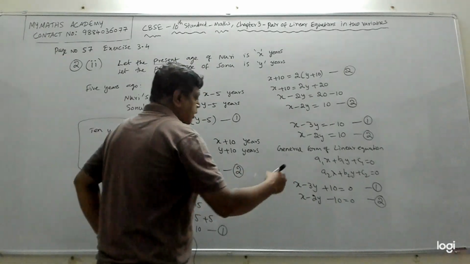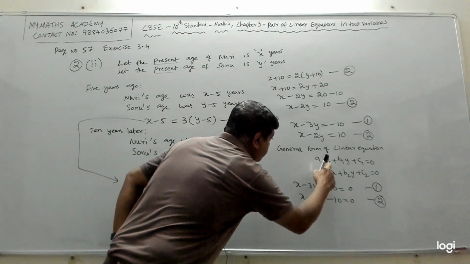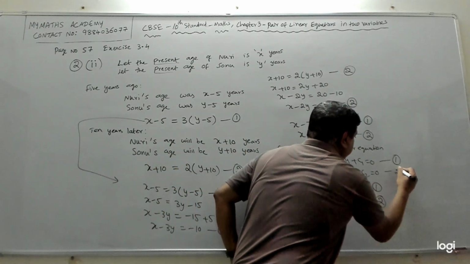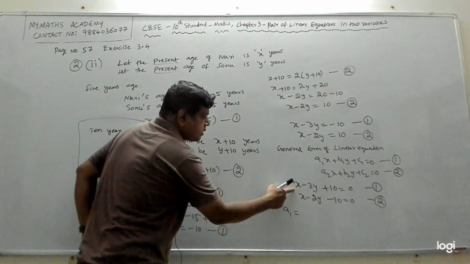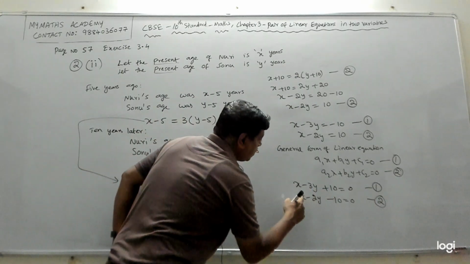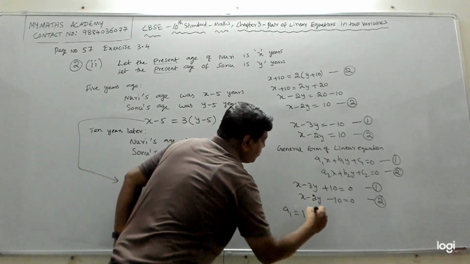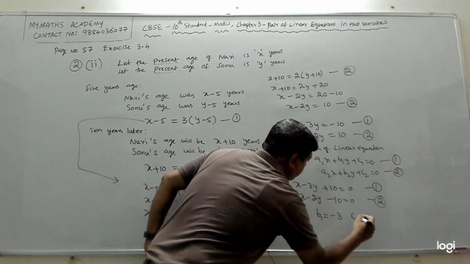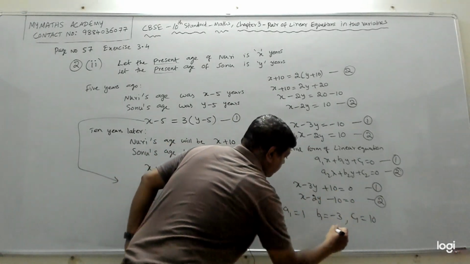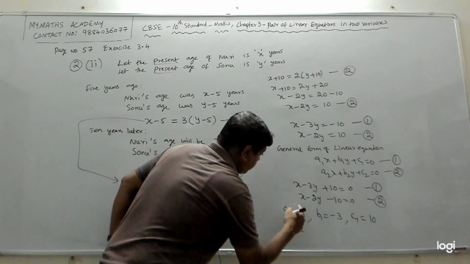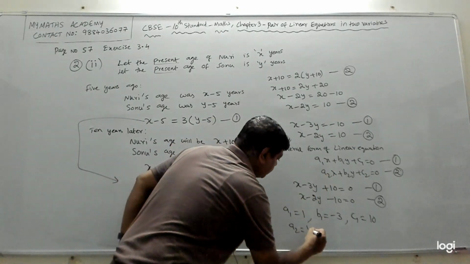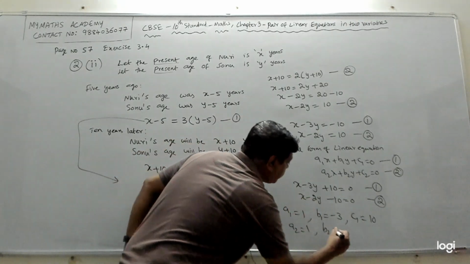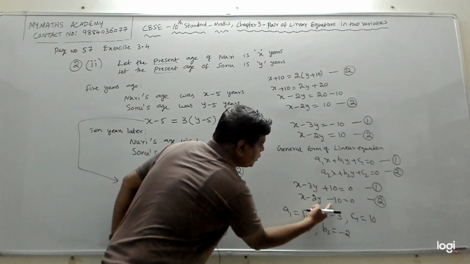Now what are a1, b1, c1, a2, b2, c2? A1 is the coefficient of x in the first equation. This is the first equation and this is the second equation. The coefficient of x in the first equation is 1. The coefficient of y, b1, is minus 3. C1 is plus 10. A2 is the coefficient of x in the second equation, which is 1. B2 is the coefficient of y in the second equation, which is minus 2. And C2 is minus 10.